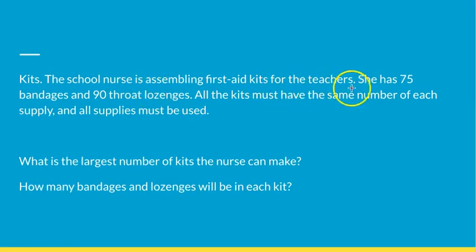The school nurse is assembling first aid kits. She has 75 bandages and 90 throat lozenges. All the kits must have the same number of each supply. All supplies must be used. So what's the largest number of kits the nurse can make? Well, here we're going to have to look for a common factor because then that'll tell us how many kits that she can make. So let's get the factors for each of these.